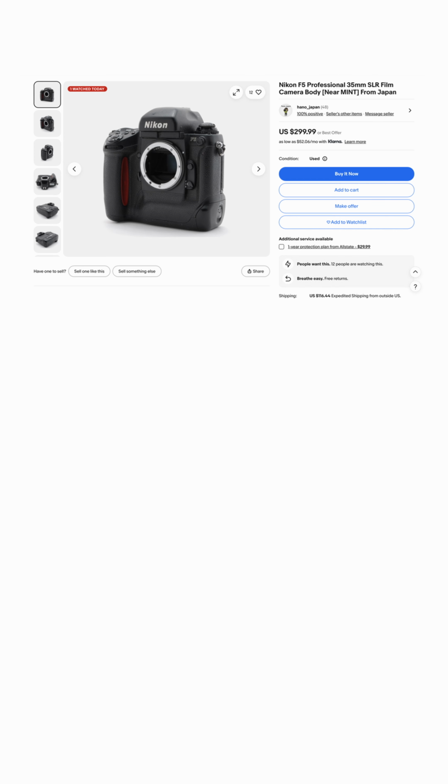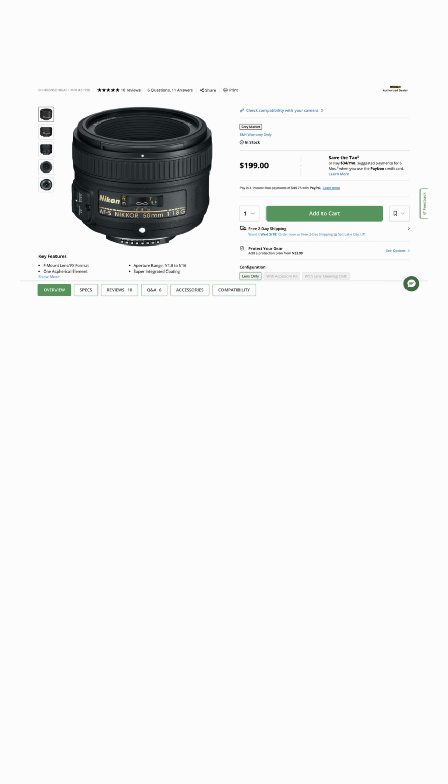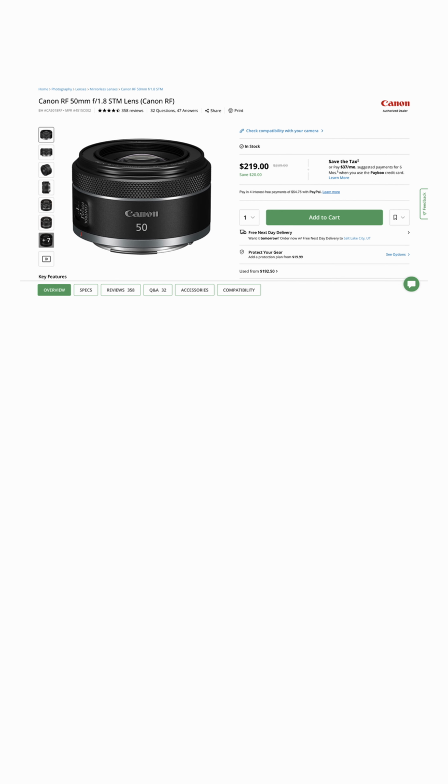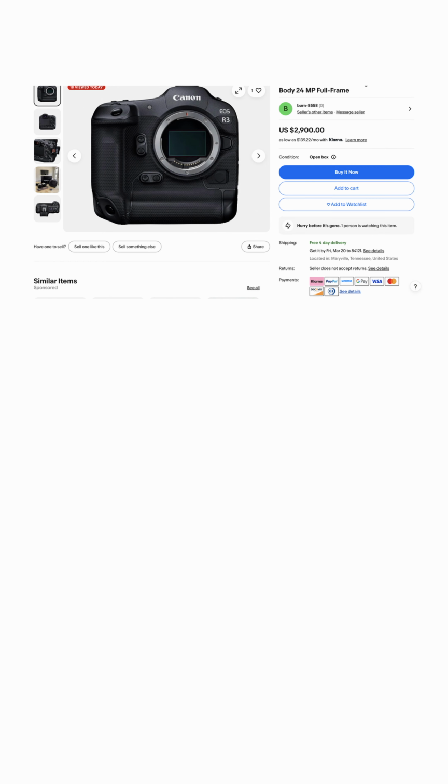When it comes to buying the cameras, we're looking at about $299 for a used Nikon F5 and $199 for a 50mm f1.8 lens. And if we look at the Canon R3, we can get a lens for $219, but the camera itself comes out to about $2,900 used, just shy of $3,000.